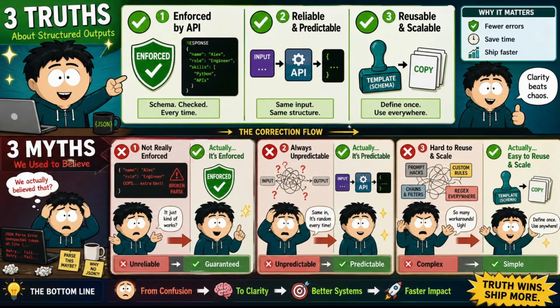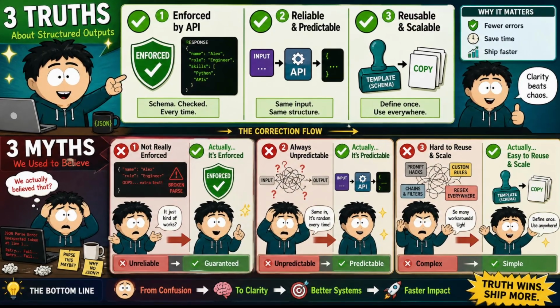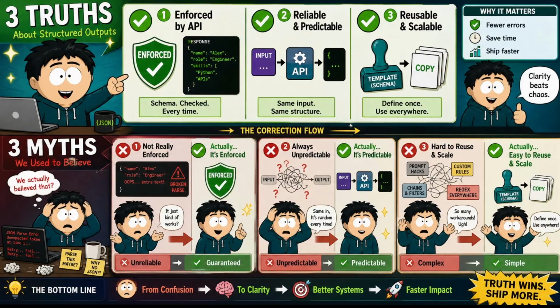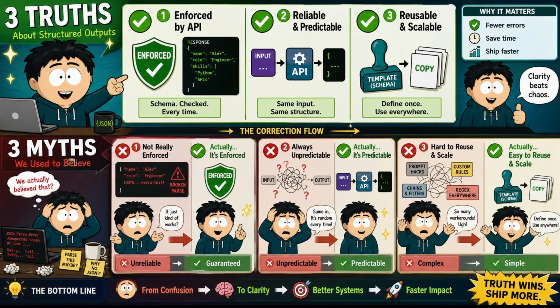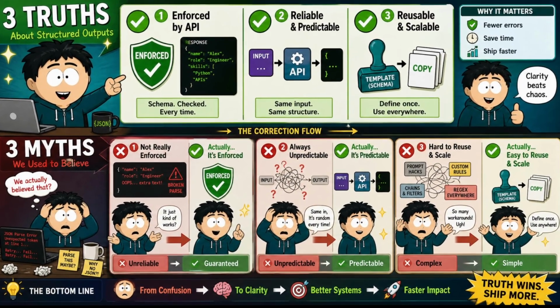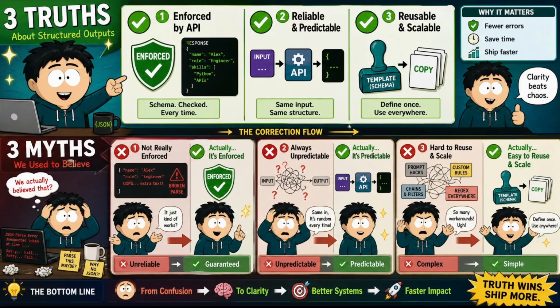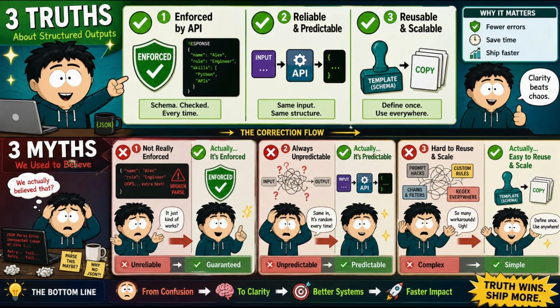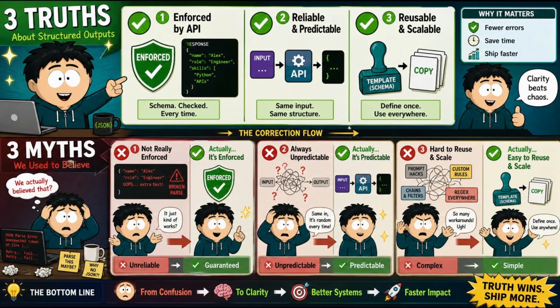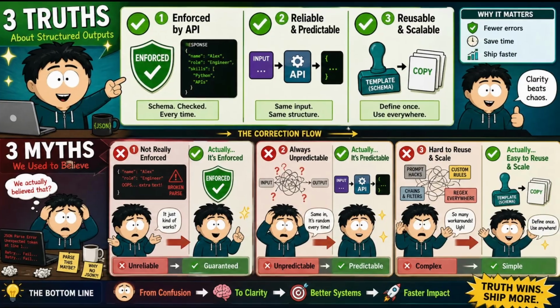So next time you are working with AI, ask yourself what structure your system actually needs. Tell the AI upfront, make it part of your contract. Your systems will be faster, more reliable, more scalable. And that's what real AI product building looks like.